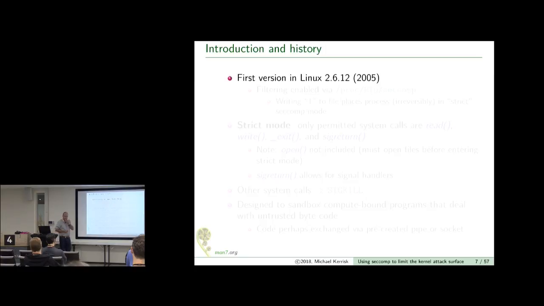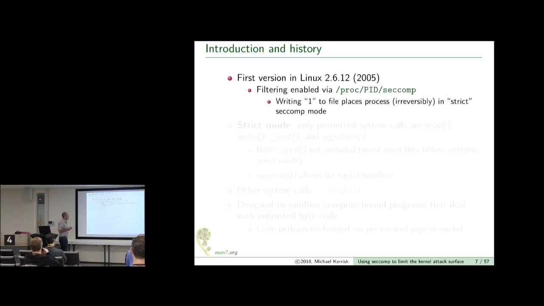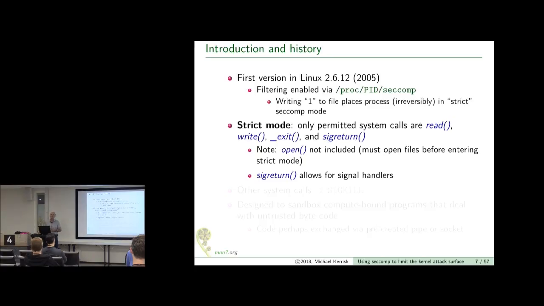Seccomp's actually been around for a long time. The first version of Seccomp was back in 2005, and the way you enabled it was to write 1 into a certain proc PID file. But what we had back there at the beginning was a very limited form of Seccomp filtering. Basically, you wrote 1 into that file, and after that, the program could make a total of 4 different system calls, and only those 4.